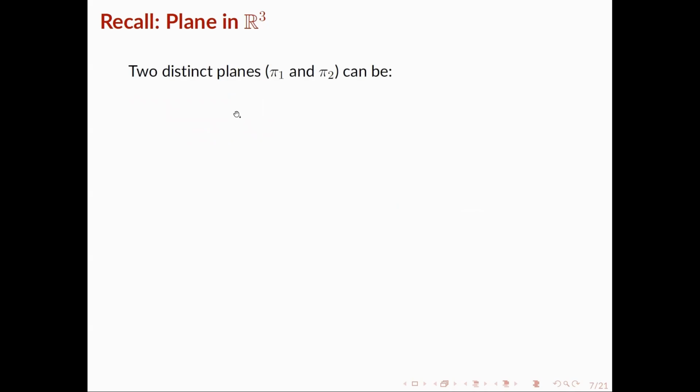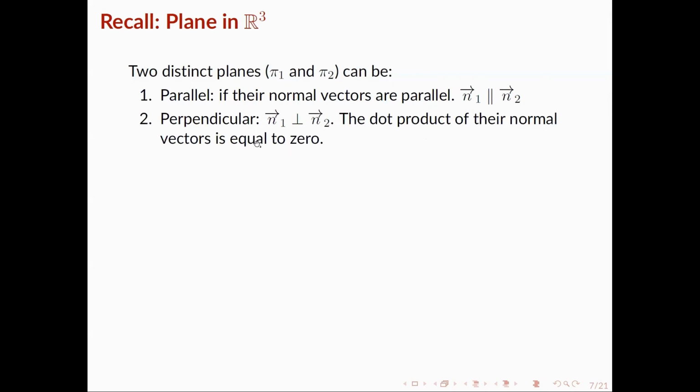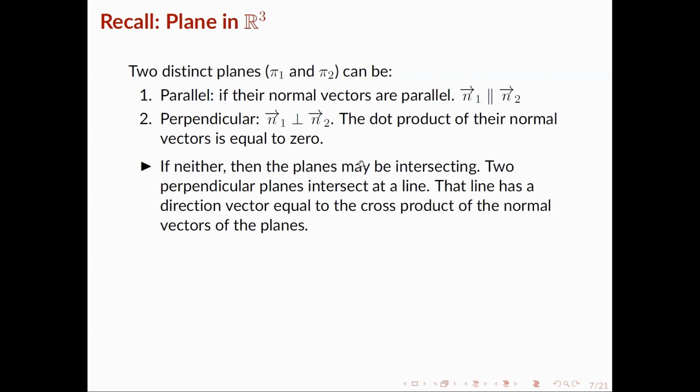Now, for planes, say pi sub 1 and pi sub 2, they can be parallel if their normal vectors are parallel. That is saying that the normal vector n sub 1 is parallel to the normal vector n sub 2. They are perpendicular if the normal vector n sub 1 is perpendicular to normal vector n sub 2. That is also equivalent to saying that the dot product of their normal vectors is equal to 0. If neither, that is, the two planes are not parallel and they are not perpendicular, then the planes may be intersecting.